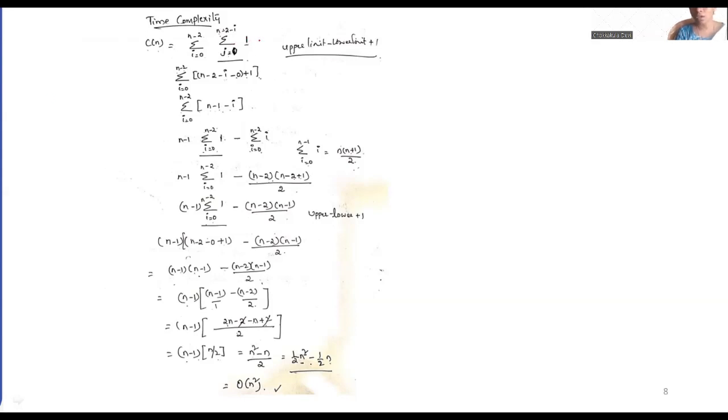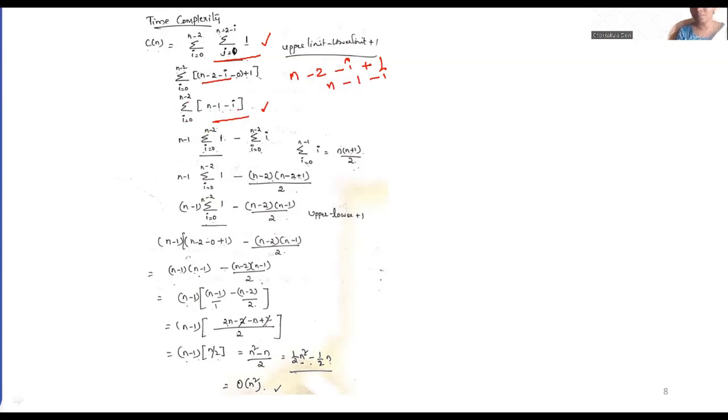Now, how are you going to simplify this? We have a formula: upper limit minus lower limit plus 1. So we have to simplify this expression first. What will be the upper limit? That is n minus 2 minus i. Minus, what is the lower limit? It will be 0, plus 1. So now you have to simplify this. We get n minus 2 minus i plus 1. After simplifying, we get n minus 1 minus i. And after that, we have the outer sum from 0 to n minus 2 of n minus 1 minus i.